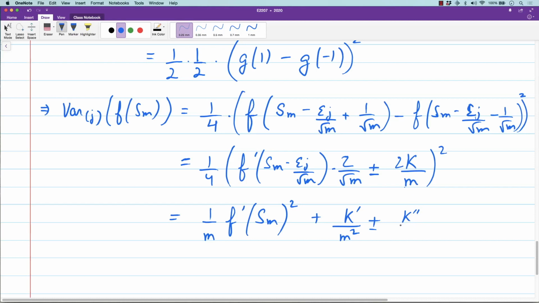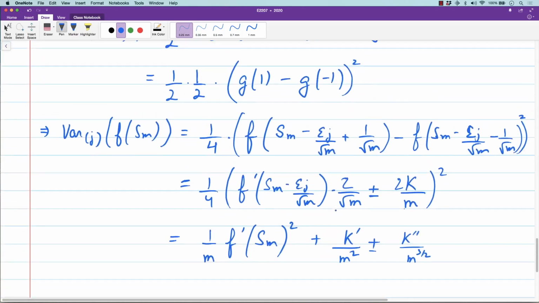So you have another extra power here. You have m from this guy and root m from here, and you have a derivative here, but the derivative is also bounded because the second derivative is bounded. So this is what you get roughly. All these things are bounded here. Okay, so that's what we get here.